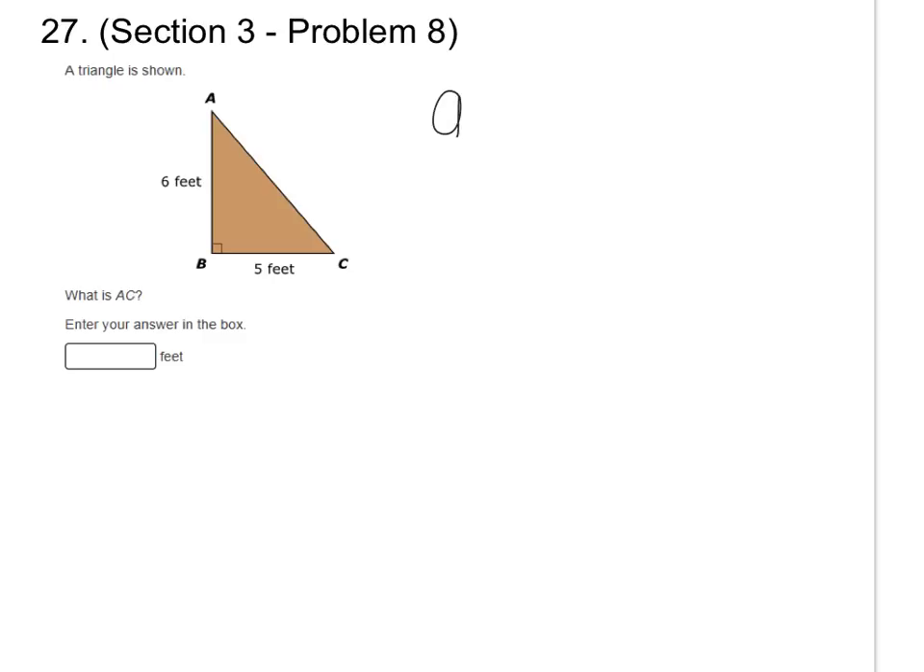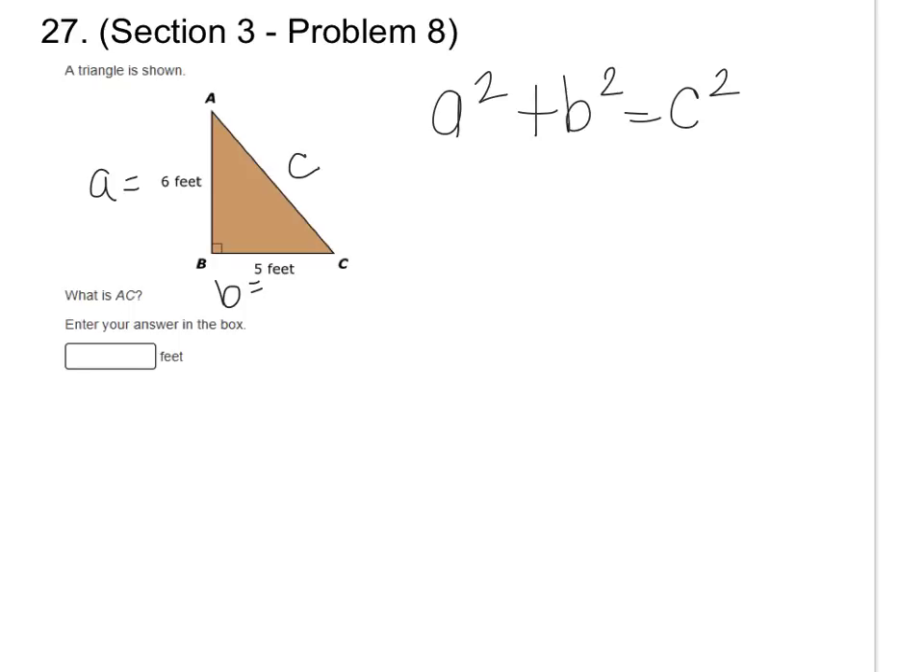So the Pythagorean theorem is a squared plus b squared is equal to c squared. Well, remember, a and b have to be your legs, and your legs are the two sides that meet at the right angle. So these are your legs. Your hypotenuse is always across from the right angle, and that is labeled C, and that's always the longest side.